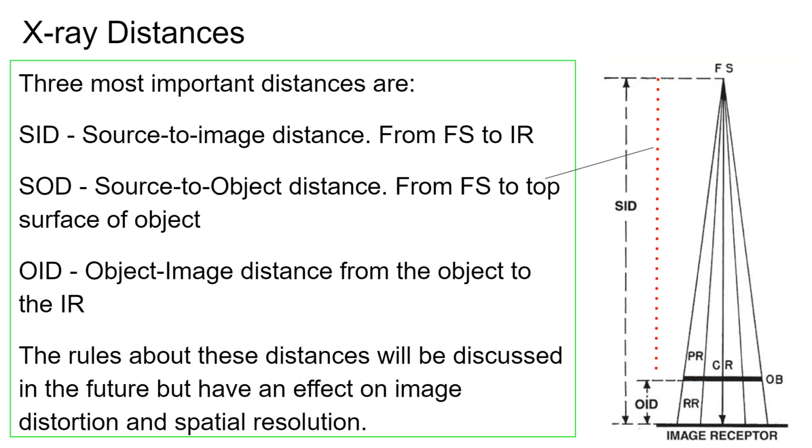OID is going to create magnification, and OID is going to create distortion. We don't like distortion. We don't like magnification. Maybe when you're doing some mammography work and you're trying to magnify some particular calculation. 99% of the time, we don't like magnification. So we always want to keep our OID as little as possible.